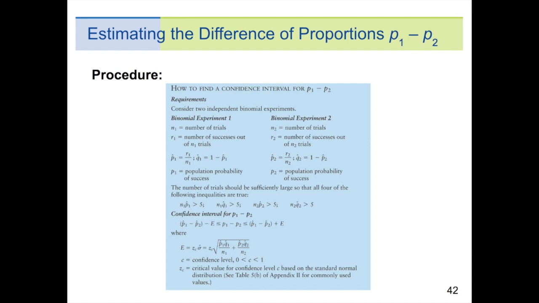Where E is the critical value times the sample standard deviation, so the critical value times the square root of p hat sub 1 times q hat sub 1 over n sub 1 plus p hat sub 2 times q hat sub 2 over n sub 2. C is still the confidence level, still between 0 and 1, and z sub c is still the critical value.